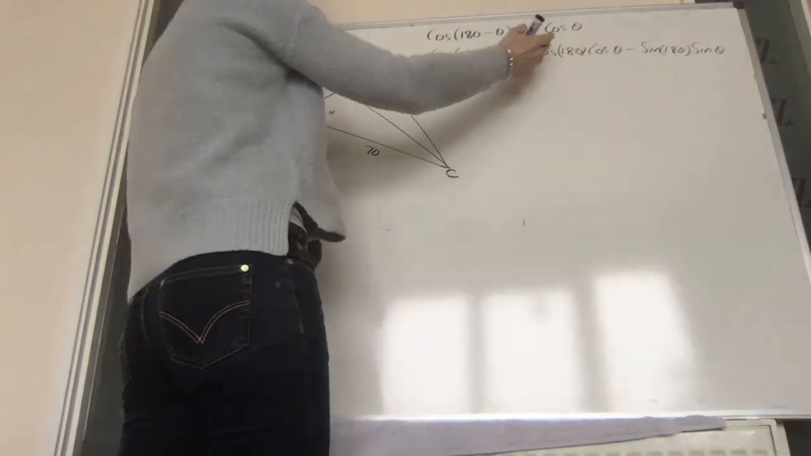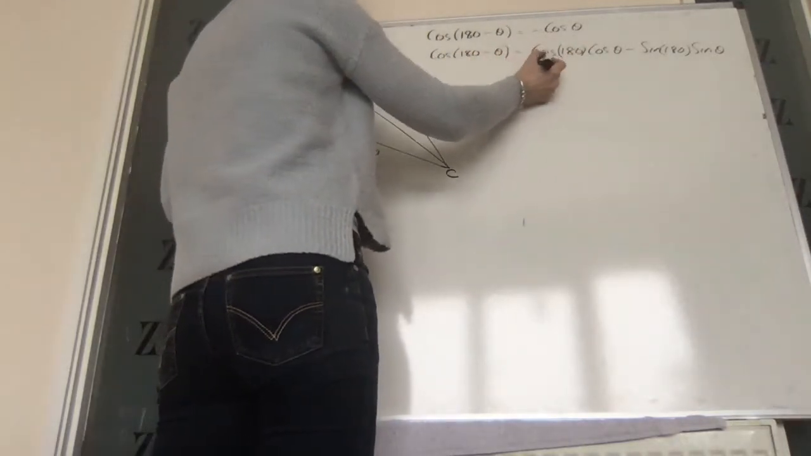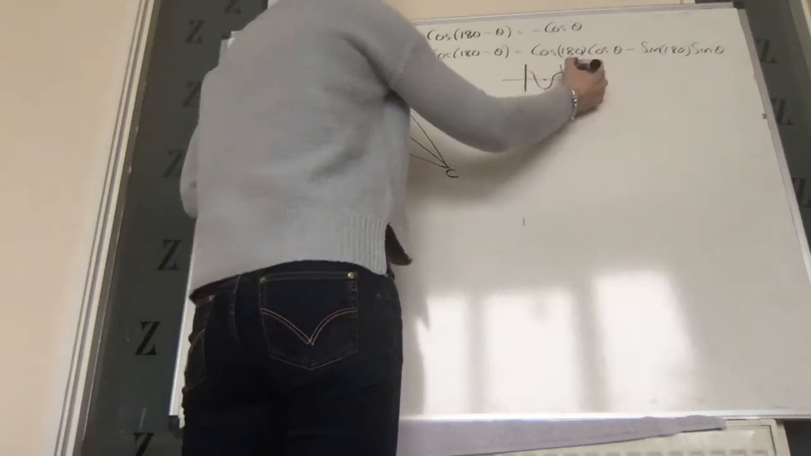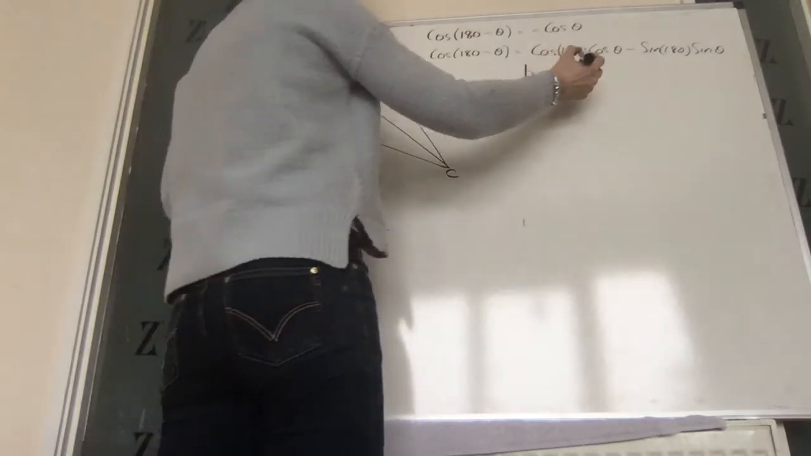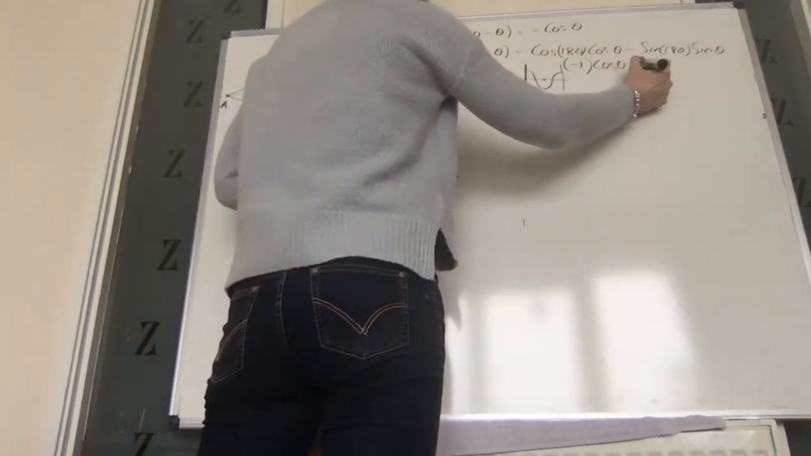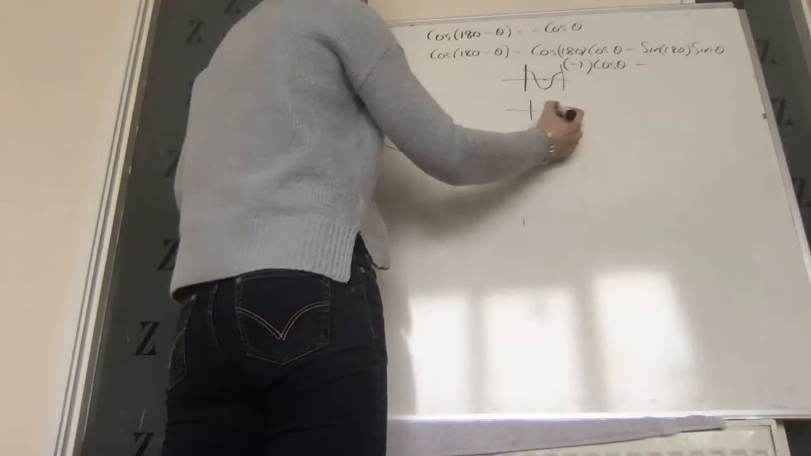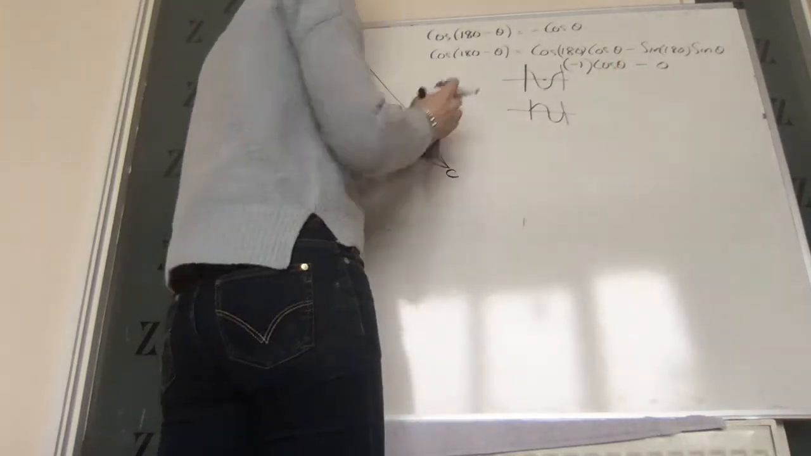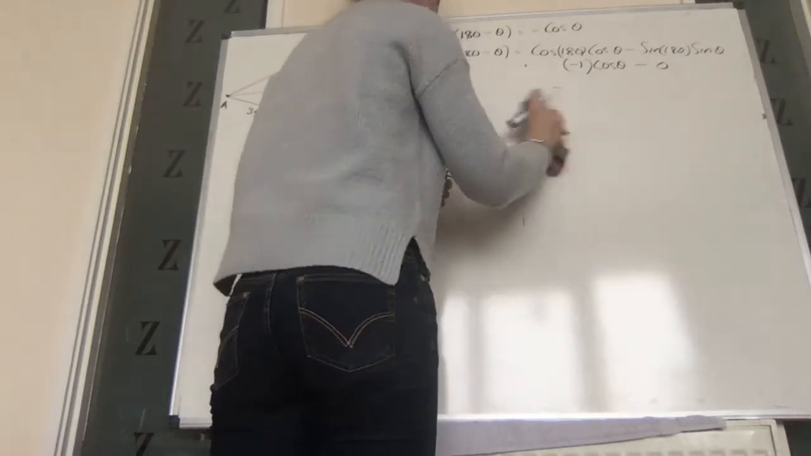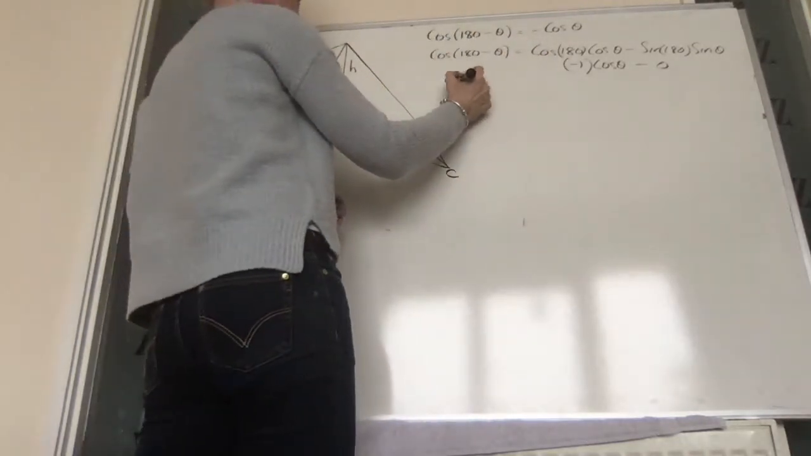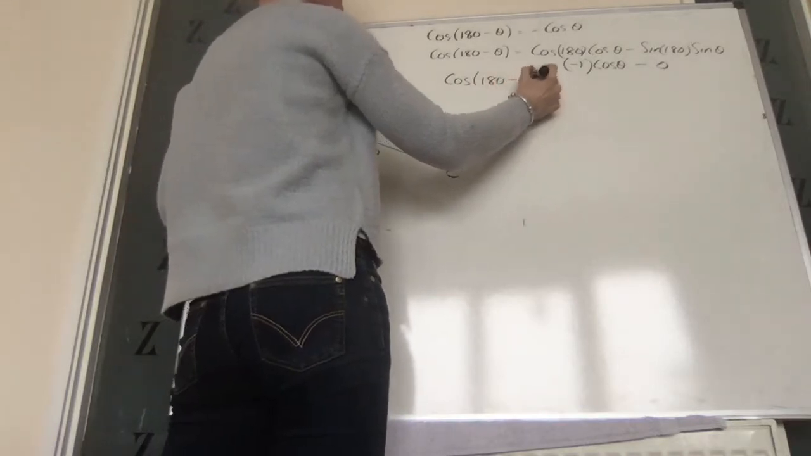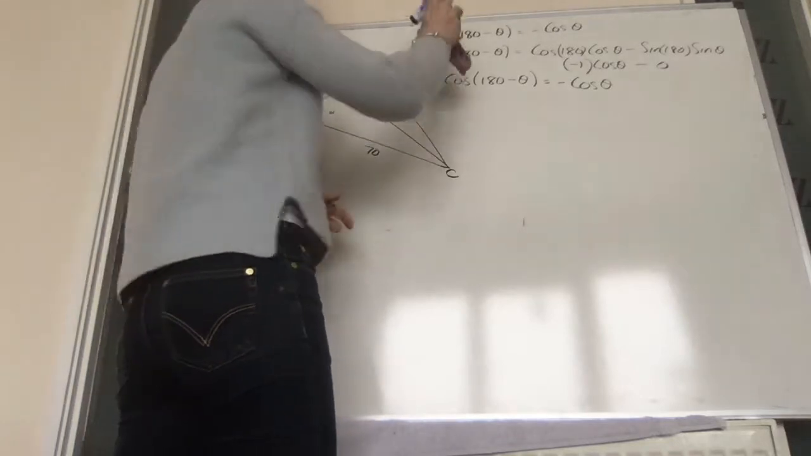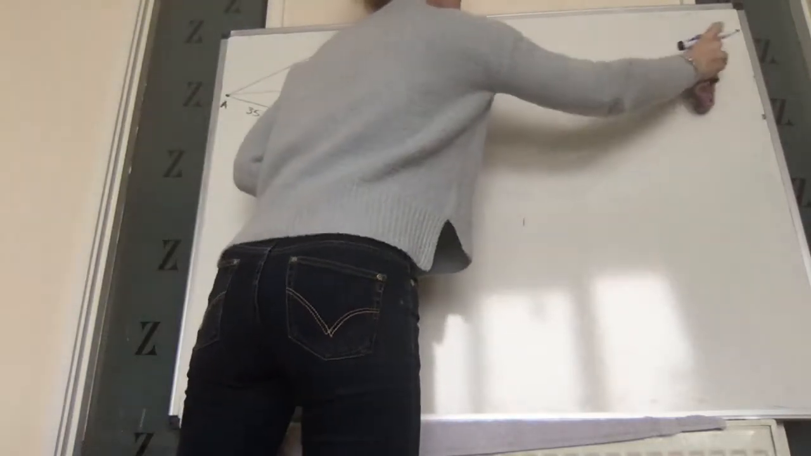Okay, now that's from the log tables. That formula. Cosine of 180 is minus 1. You can look it up on the calculator. Minus 1 cosine theta, and the sine of 180, that's 360, so the sine of 180 is 0. So we have got the cosine of 180 minus theta is equal to minus the cosine of theta. Okay, so that's what we've just proven.